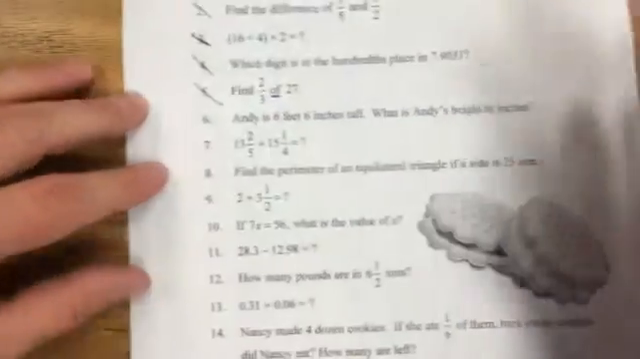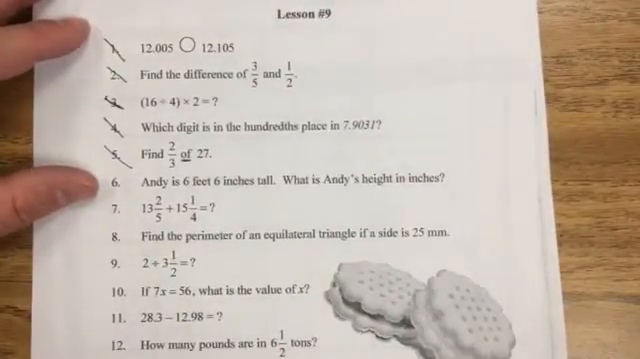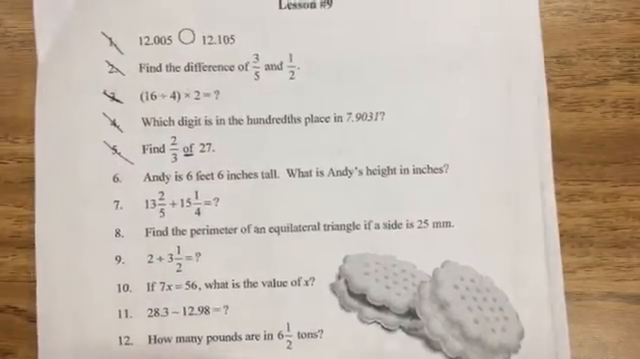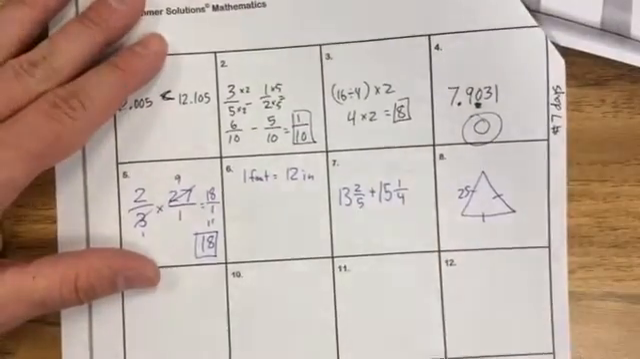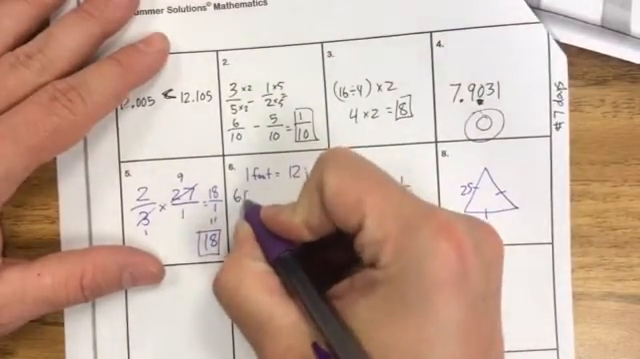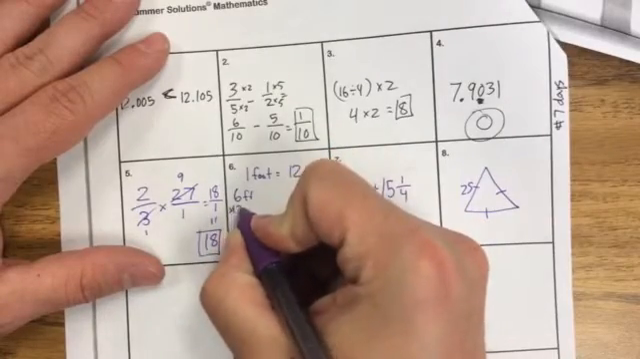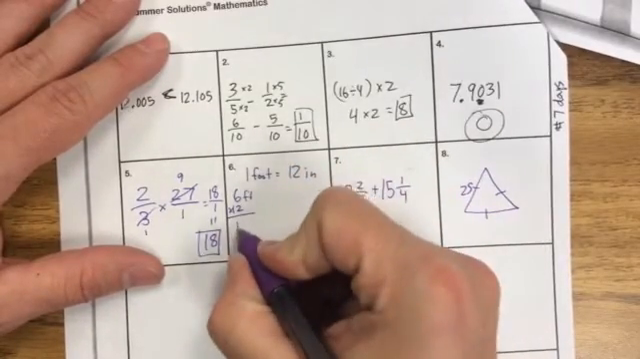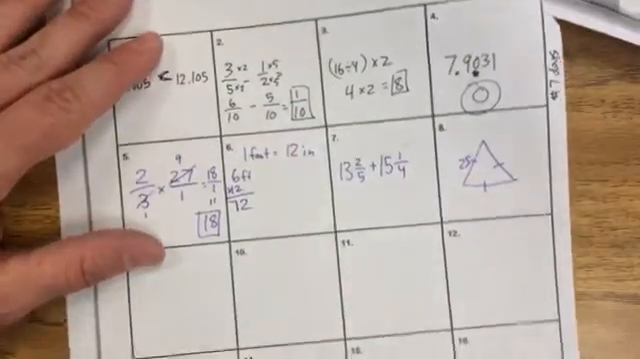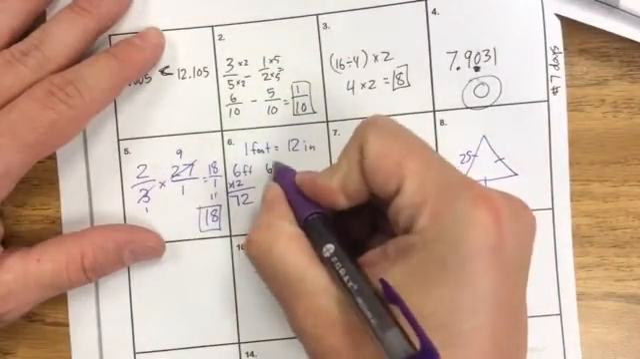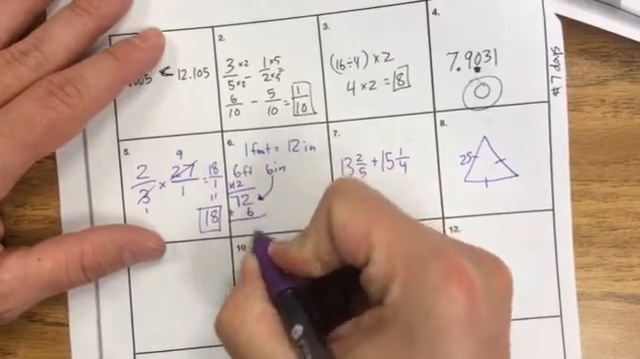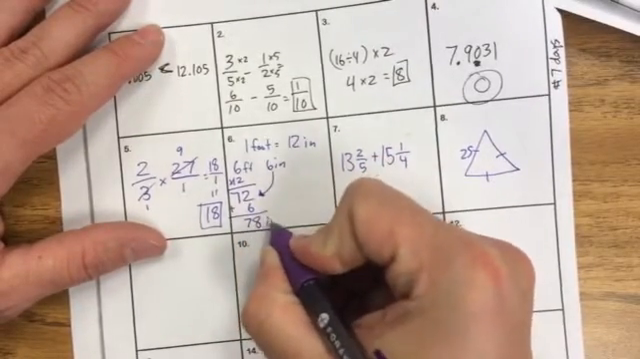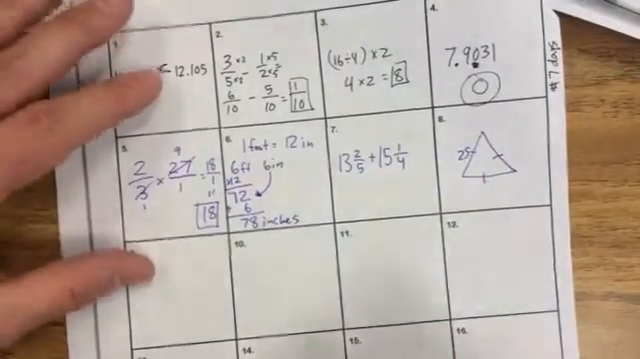All right. Problem number 6. Andy is 6 feet 6 inches tall. What is Andy's height in inches? And we need to keep in mind that 1 foot equals 12 inches. So I'm going to take that 6 feet and multiply that times 12. I know that 6 times 12 is 72. But then I have it was 6 feet 6 inches. So then I'm going to take that 6 inches down here and add it on. And so I know that I have 78 inches.